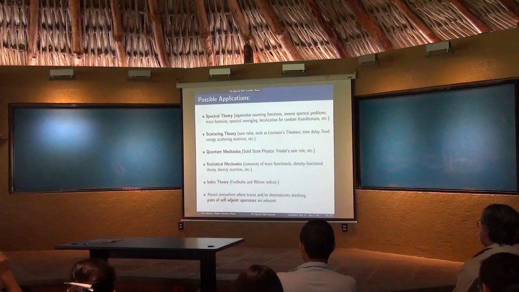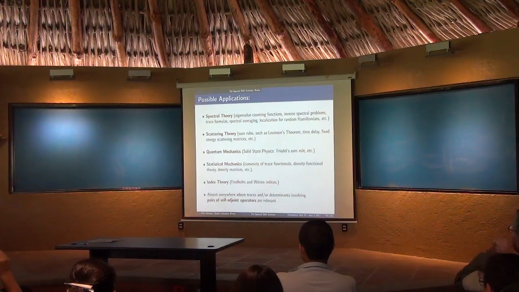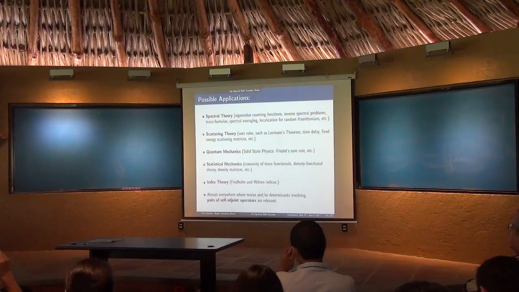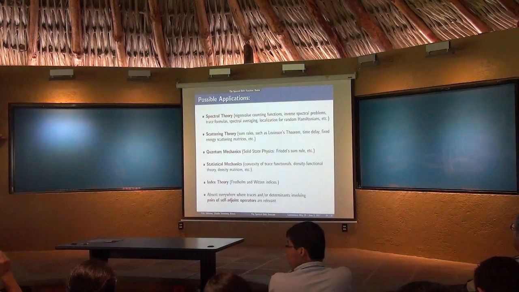Okay, so what can you do with this object? Well, I said already, spectral theory, eigenvalue counting functions, inverse spectral problems, trace formulas, spectral averaging, localization for random Hamiltonians, spectral shift functions have been used. Scattering theory, that's a really interesting thing. I have a little bit to say about this today later.